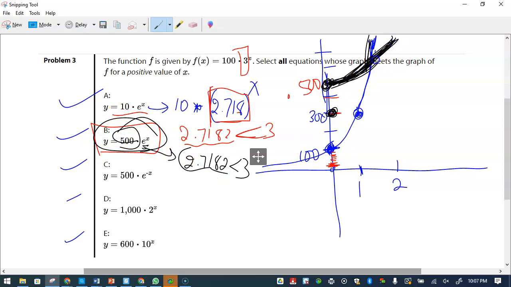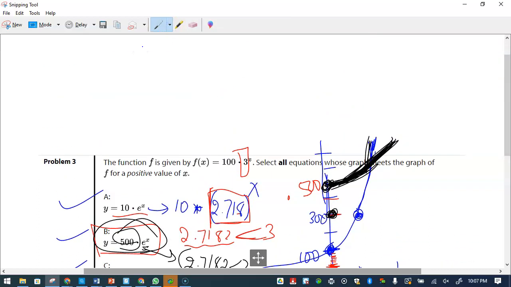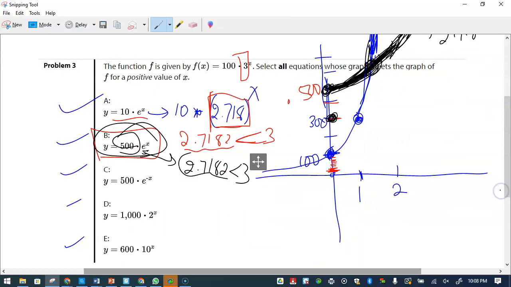So it has to meet. It has to go slower. The blue one goes faster. See this part, the blue graph goes faster because of that 3. It triples, but the black one goes slower. This is because the growth factor for this one is 2.7182. So they have to meet somewhere. That's the point. So this is wrong. So one of the answers, this is correct.